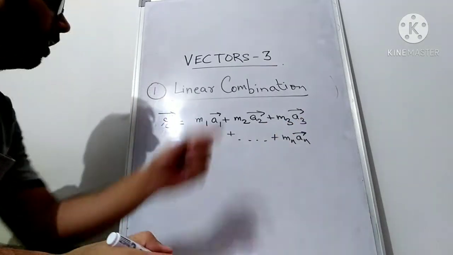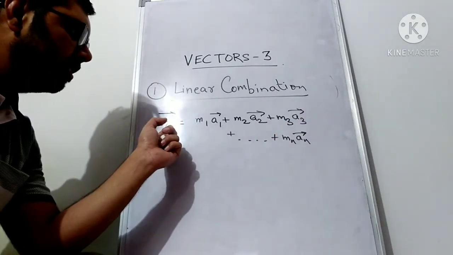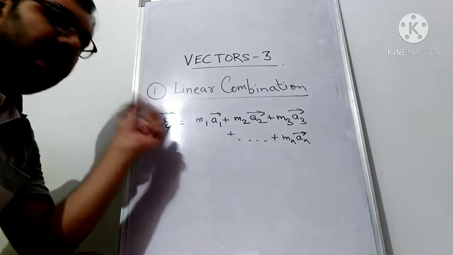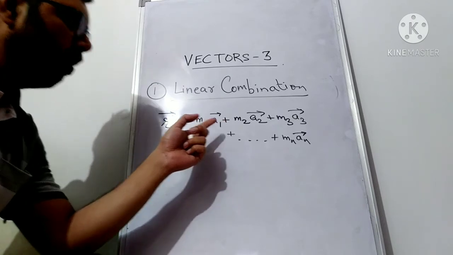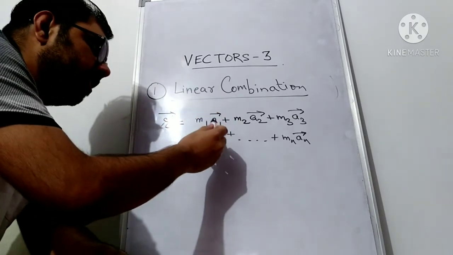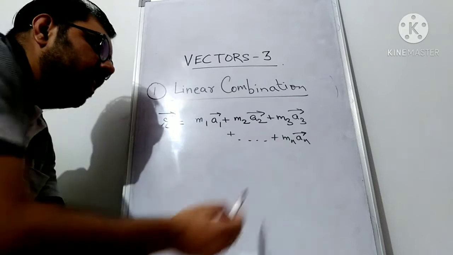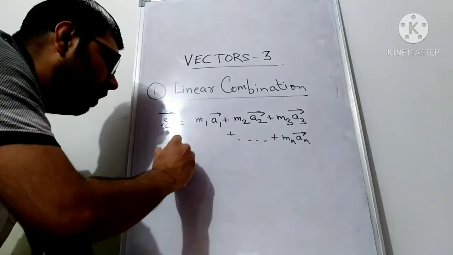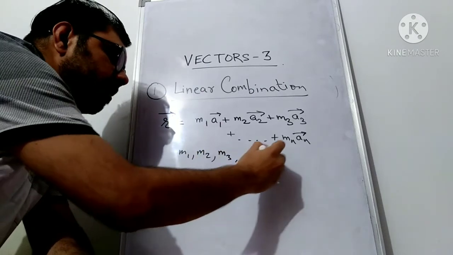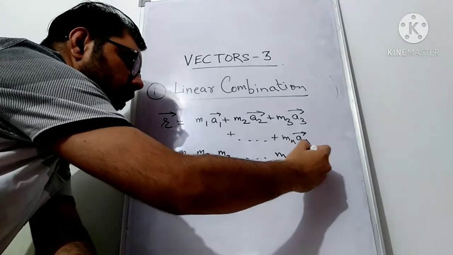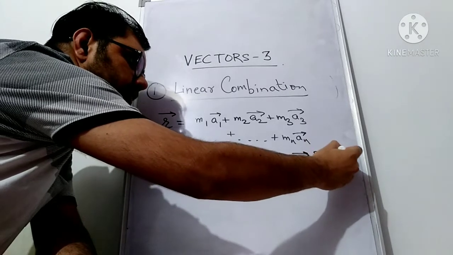If any vector, which is r, any random vector, can be expressed in this form, where a1, a2, a3, an are some vectors, and m1, m2, m3 are all some scalars.